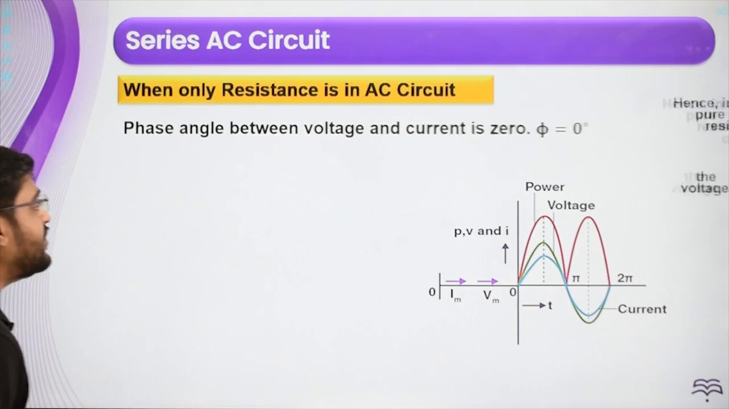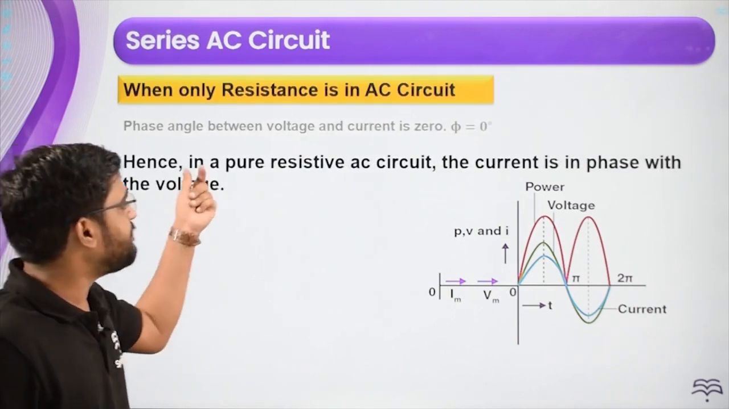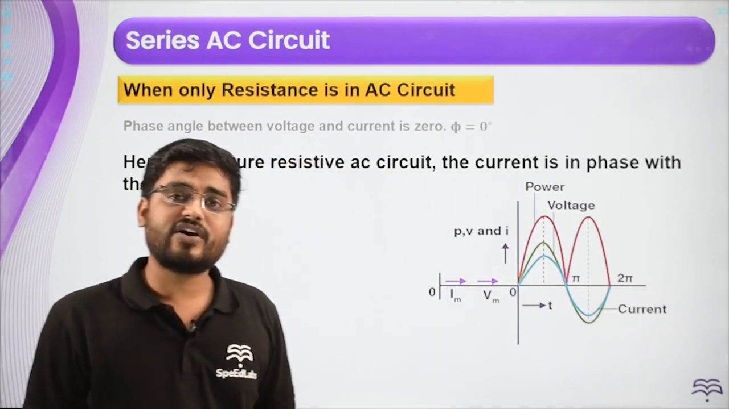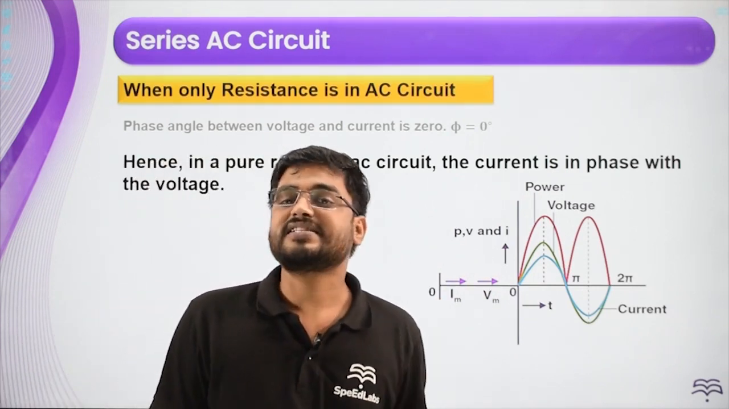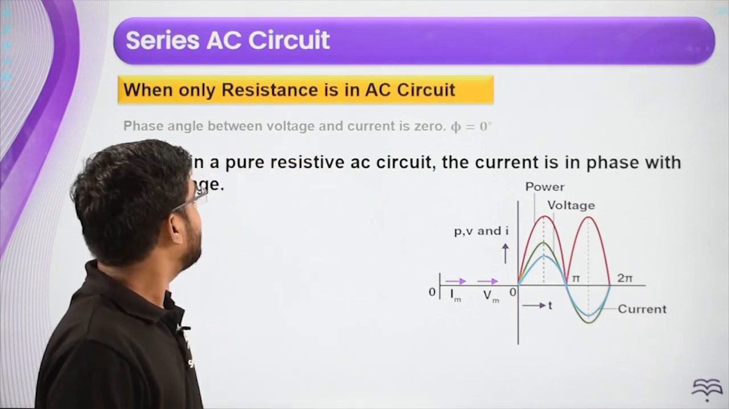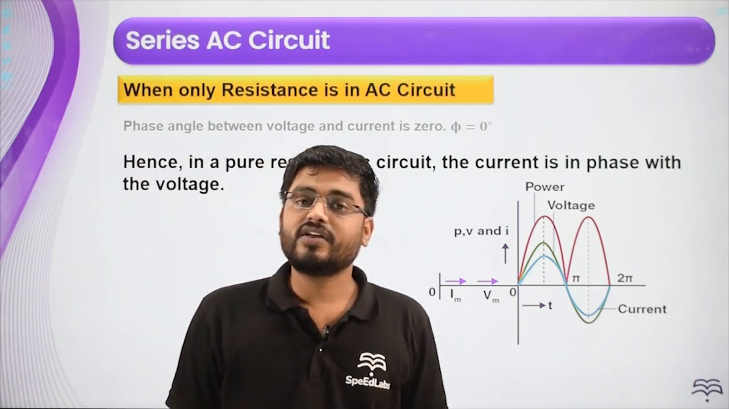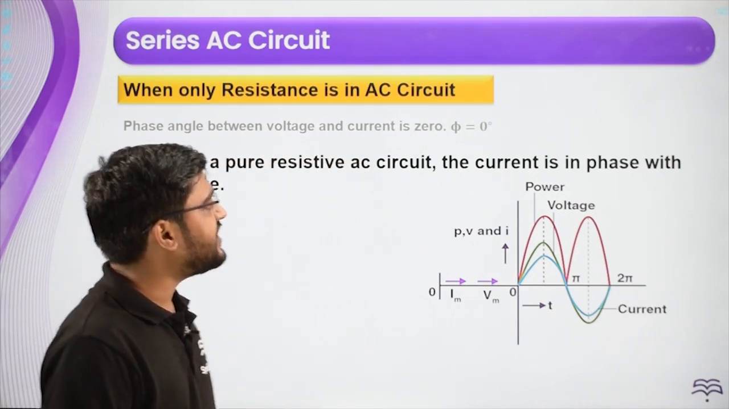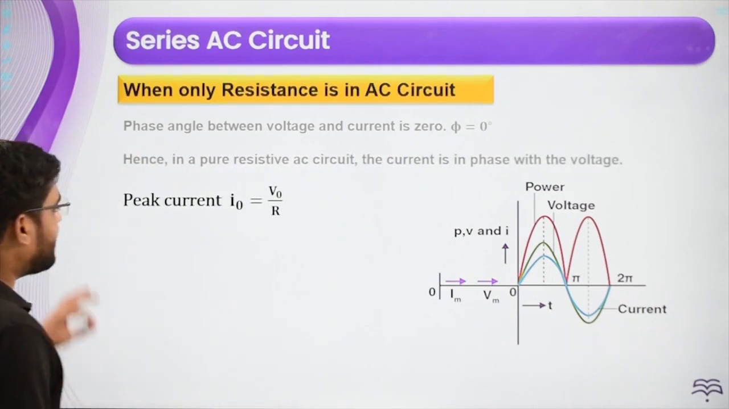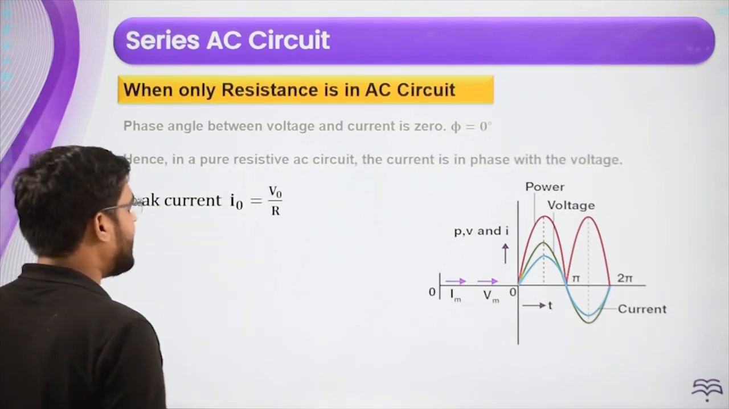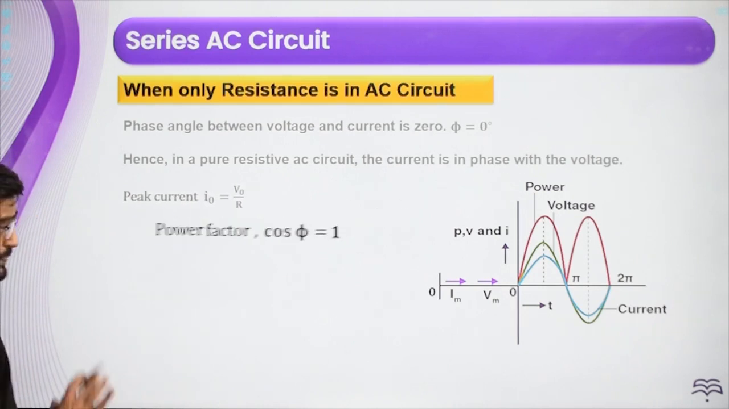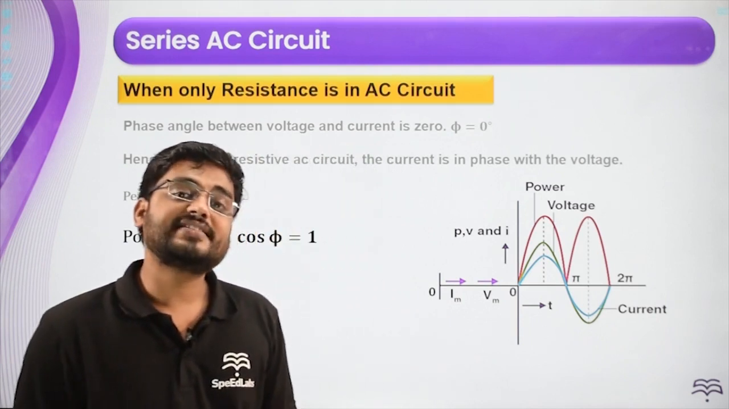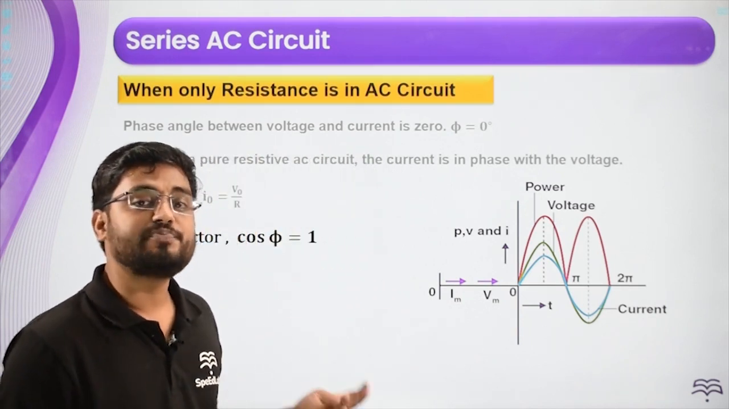If phase difference is 0, then in such case we say pure resistive AC circuit. Okay, so we are calling it pure resistive AC circuit because no other component is there. Okay, capacitor and inductor both are not there. In pure resistive AC circuit, the current and the voltage, they are in phase. Okay, in phase means no phase difference at all. So if phase difference is not there, then the peak current is given by peak voltage divided by the resistance value, and the power factor is what? It is cos phi, and phi itself is 0, so cos 0, and that is 1. So power factor is 1.